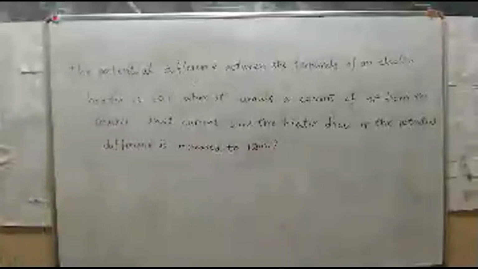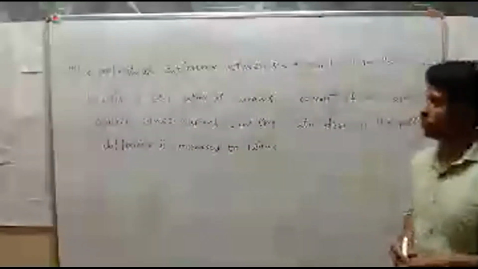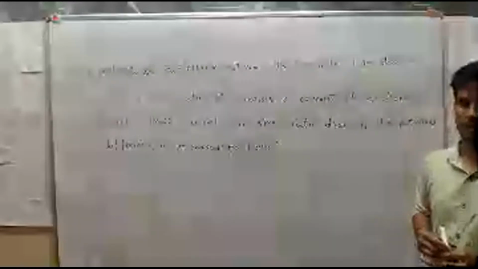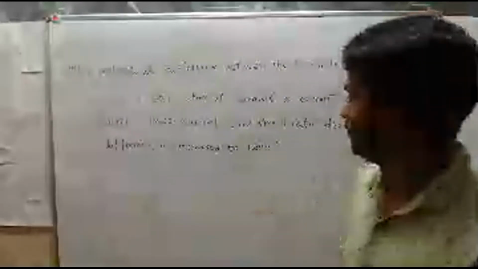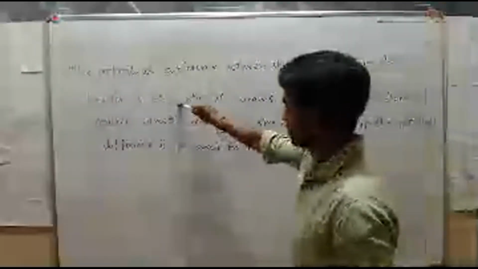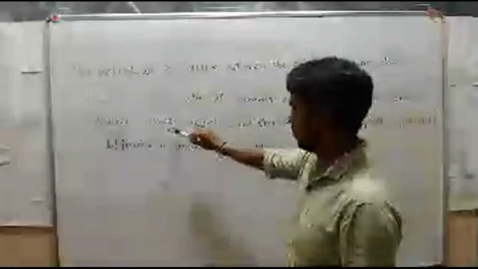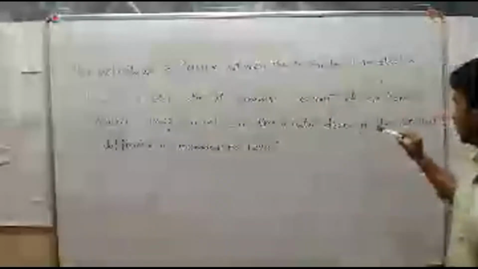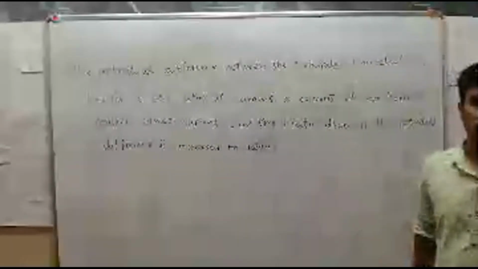See, this is the problem. I will leave this problem as homework for you. Find the solution and send it to me on WhatsApp or in the WhatsApp group. The potential difference between the terminals of an electric heater is 60 volt when it draws a current of 4 ampere from the source. What current will the heater draw if the potential difference is increased to 120 volt?